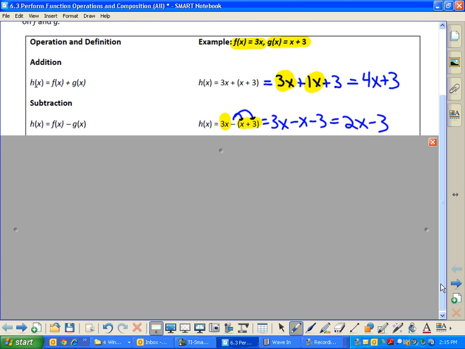So you just want to be mindful of the idea that when we subtract, we add the opposite of that second quantity, and that's the most common error I'll see. Just something to keep in mind when you come into class the next time.